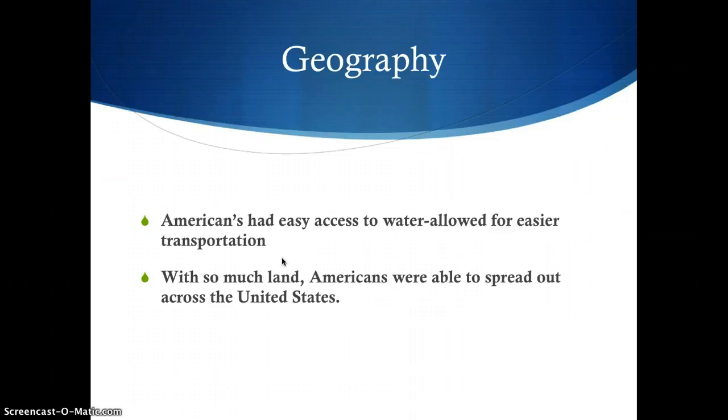The geography of America played a big role in the Industrial Revolution as well. With America being surrounded by water everywhere, it allowed them easy access to water. With so much land, Americans were able to spread out across.